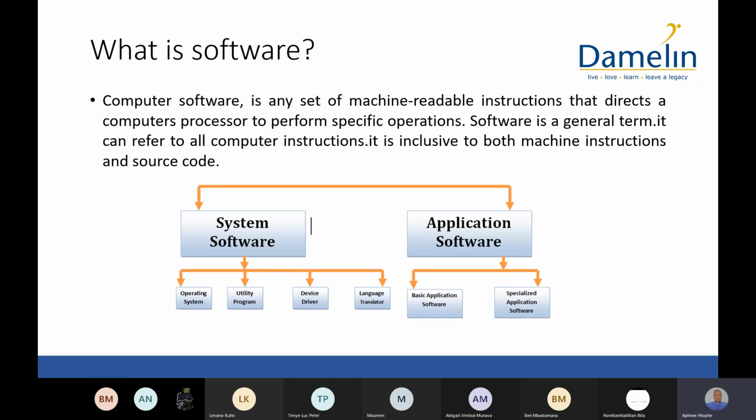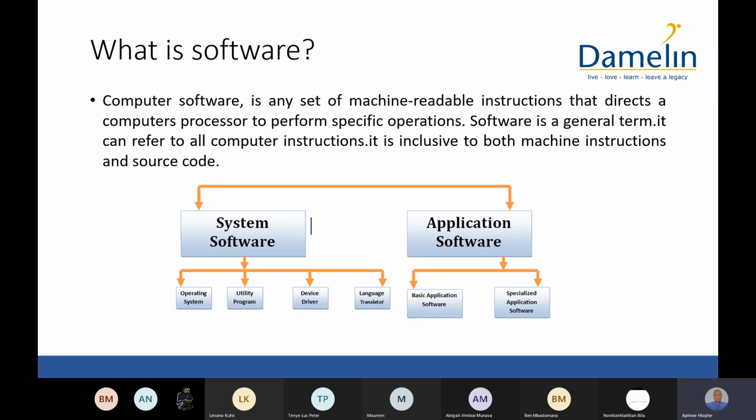Apply and formulate how systems can be developed by configuring and integrating commercially off-the-shelf application software systems. Okay, so just to backtrack, what is software? Computer software is any set of machine-readable instructions that direct a computer's processes to perform specific operations. Software, as we know it, is a generic term. It can refer to all computer instructions. It is inclusive of both machine instructions and source code.